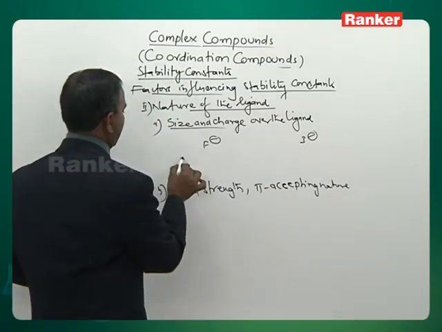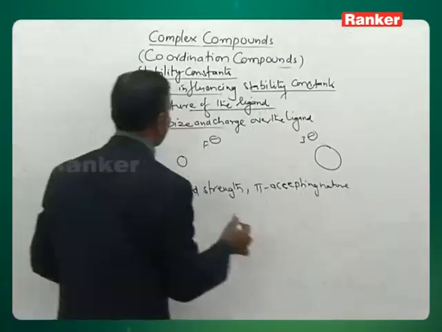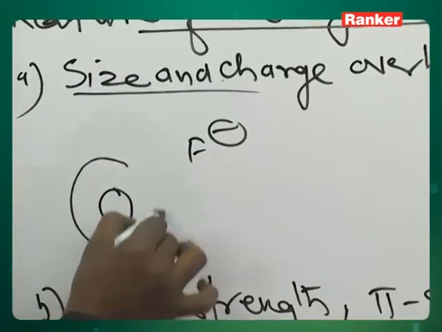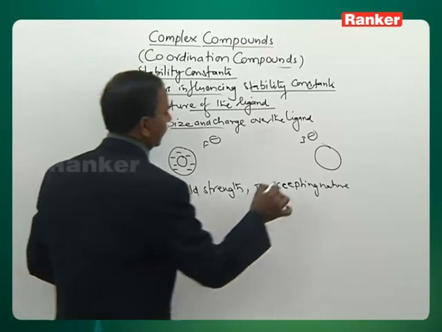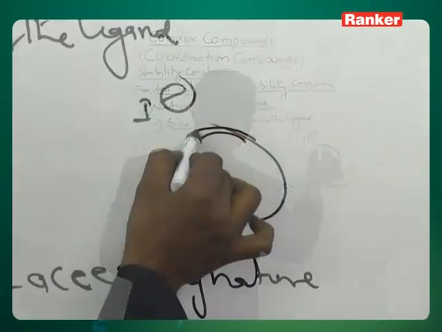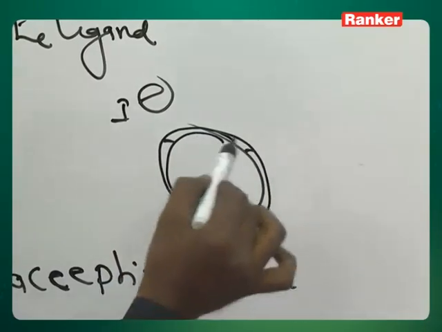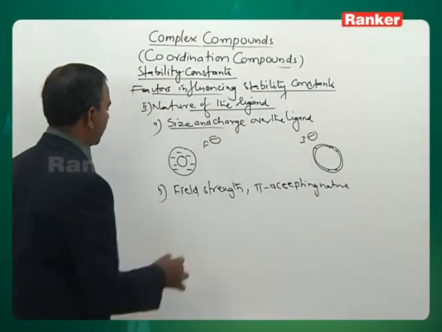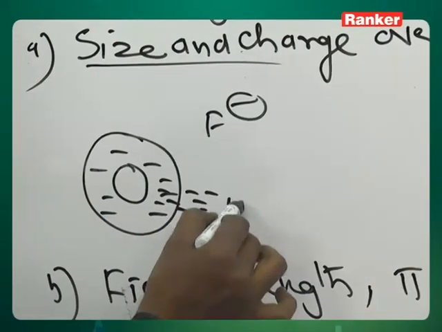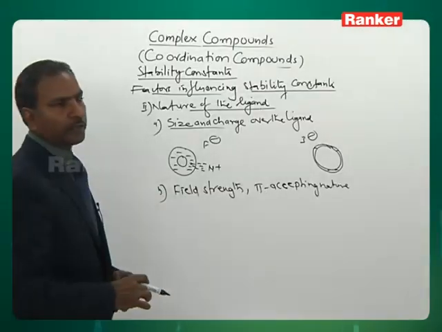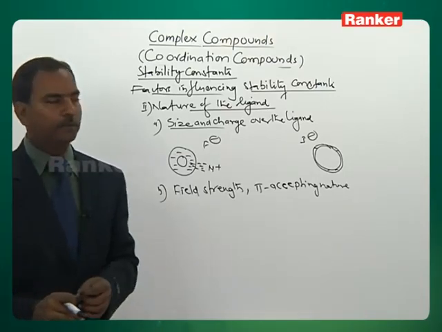See, smaller fluoride, bigger iodide, take. If it is smaller, then the negative charge density will be very thick, and here the negative charge density will be thin. This is what thin negative charge density. Then it can show greater electrostatic force on the metal cation, and the strength of the bond will be high.